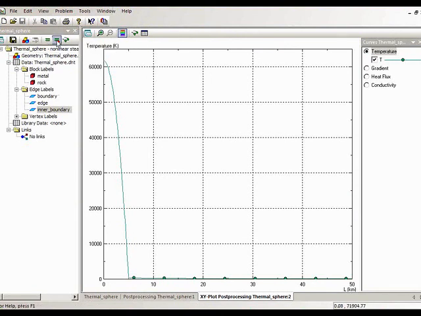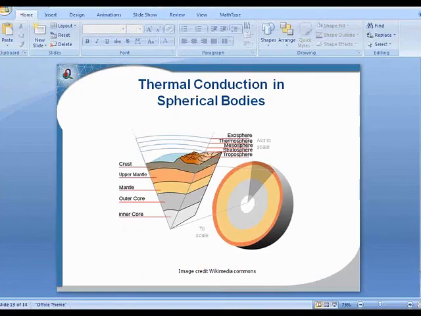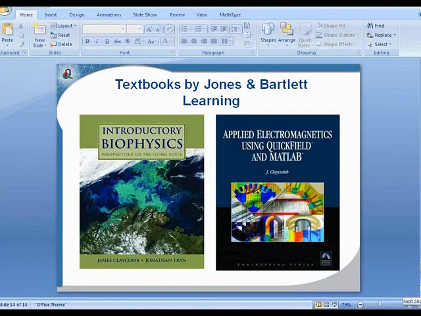So that concludes the astrophysical simulations and the geophysical simulations. For more examples of both types of simulations, I've included them in the biophysics textbook, as well as the applied electromagnetics textbook using QuickField and MATLAB, both by Jones and Bartlett Learning.